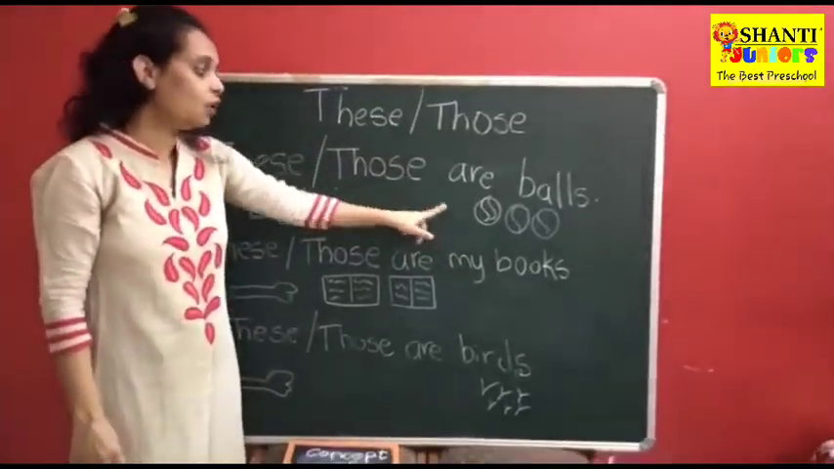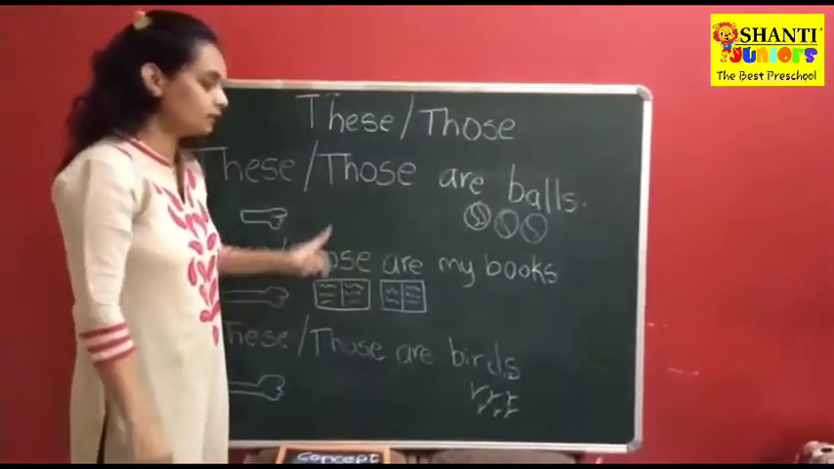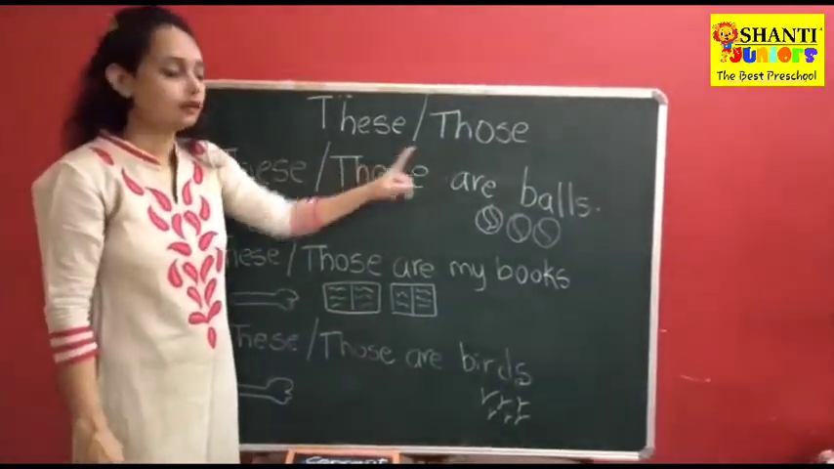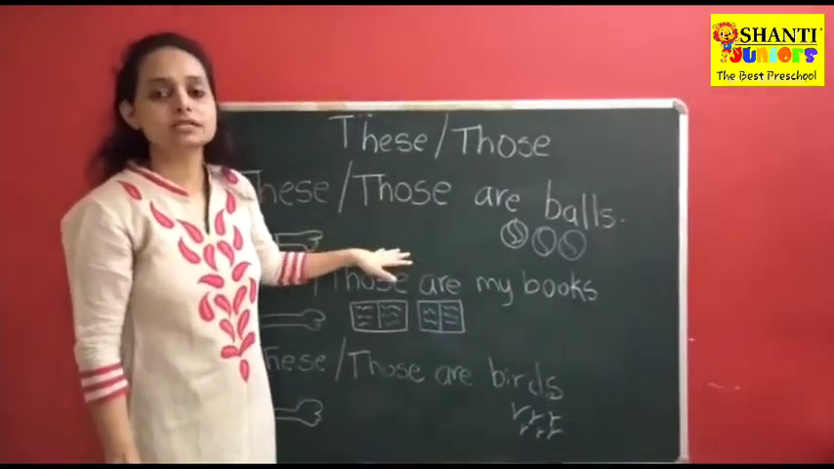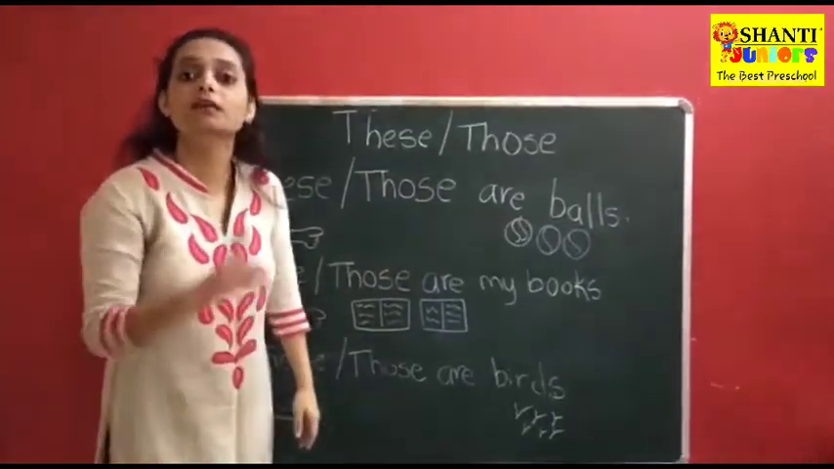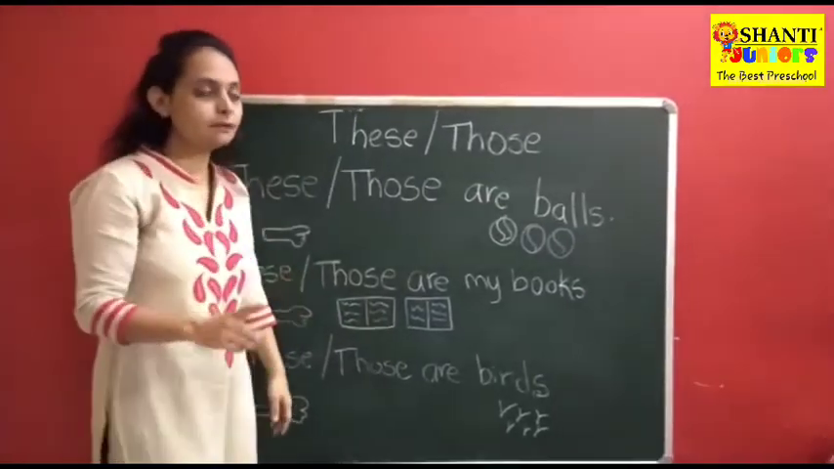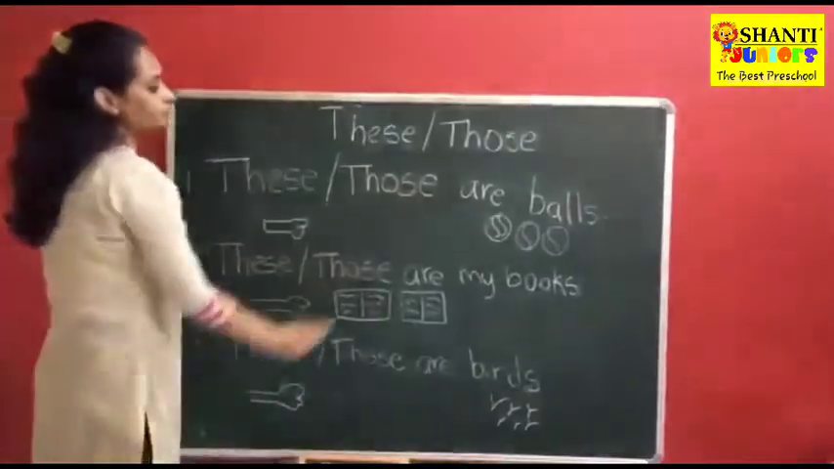एक से ज़्यादा है और वो दूर है या पास है, तब ये यूज करना है. Okay, here near and far we are going to see, but we are also going to see that the objects are more than one. Many objects. Okay, so these and those.